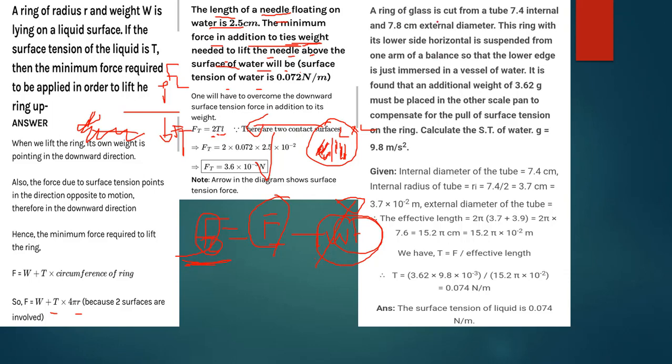Here you have a ring of glass cut from a tube. Okay, 7.4 internal diameter, 7.8 external diameter. So suppose this is the surface. So we have a tube which has an internal diameter and an external diameter. So we have this and we have this. So we can call this the external diameter, from the center to the outer edge. Now we have RI, which is the internal diameter.